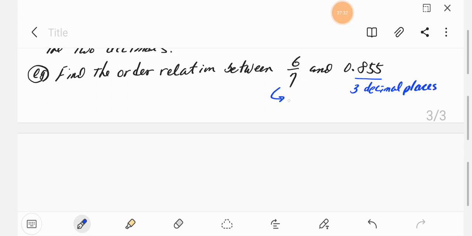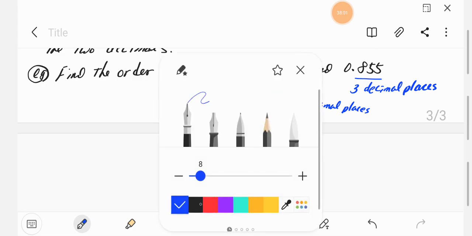So we're going to find up to 4 decimal places. Always, once you rewrite the fraction as a decimal, we will round it to 1 more place value than the given decimal. Okay. All right. So let's divide it.